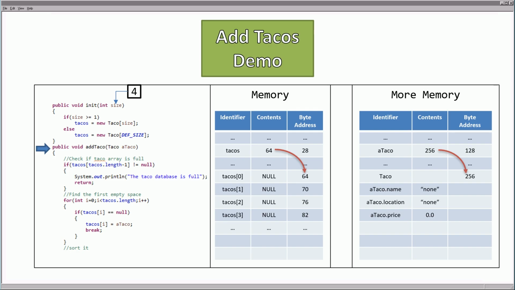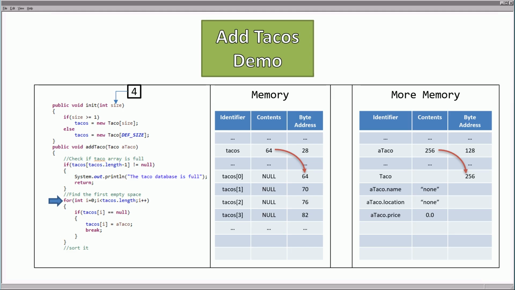Now here's the thing. Whenever we called new taco, and let's just say we called the default constructor where the taco's name was none, location was none, and the price was 0. Remember, a taco, as this parameter right here, is only a memory address reference. So first thing, if tacos at tacos.length minus 1 is not equal to null, well, this is equal to null. So we ignore that, and we move on.